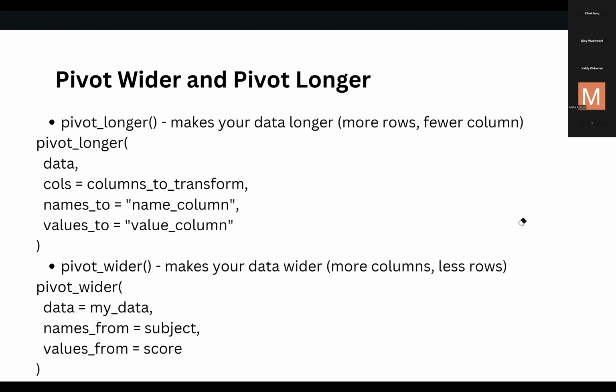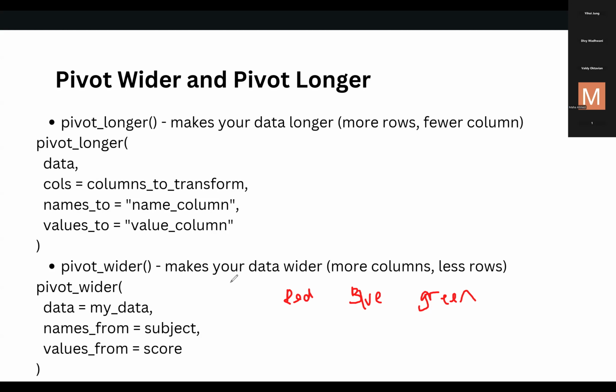And pivot_wider is just the opposite. So you have very wide data, so many columns, and you want to make it into one column. Some of the columns you combine into one column, and this will make you have more rows. So more rows basically means, like from before, if you have red, blue, green, it becomes one column.